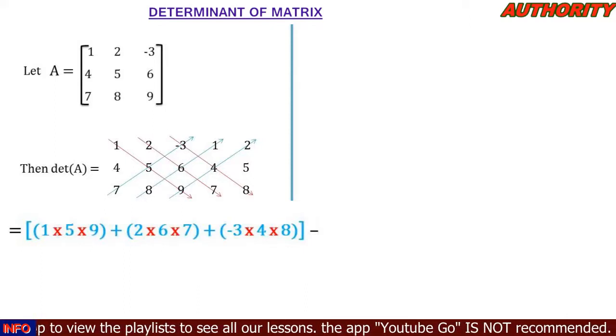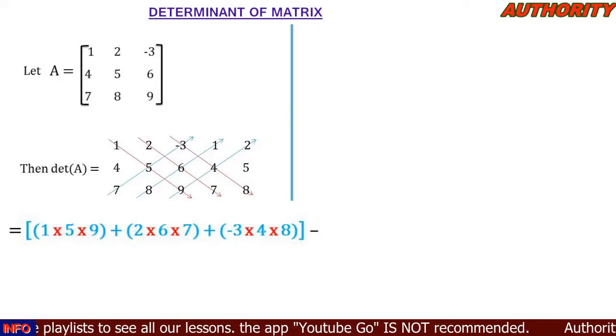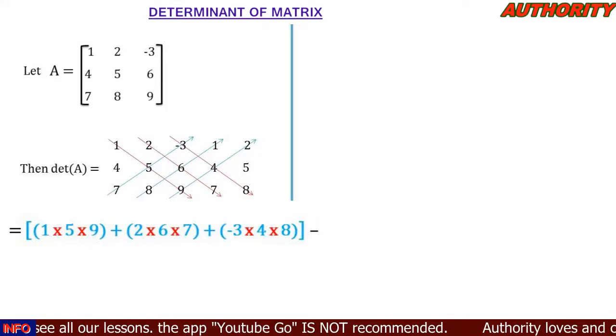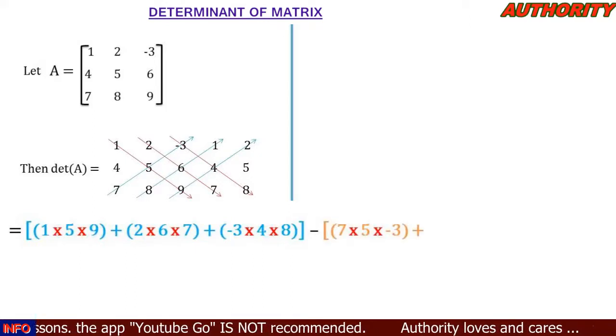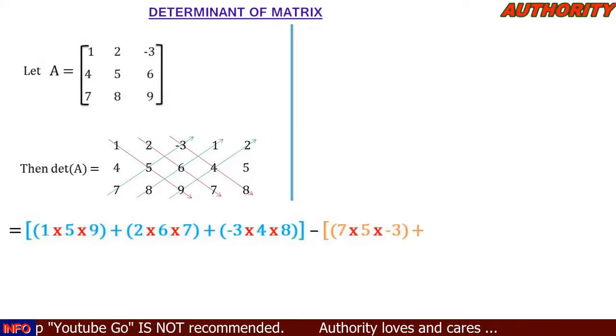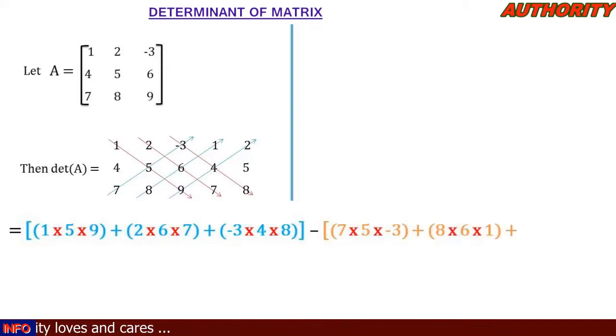All this is in brackets, minus the minor diagonal. The first arrow, we have 7, 5, minus 3, so 7 times 5 times minus 3 in brackets, plus the next arrow, we have 8, 6, 1, so 8 times 6 times 1, plus the next arrow, we have 9, 4, 2, so 9 times 4 times 2.